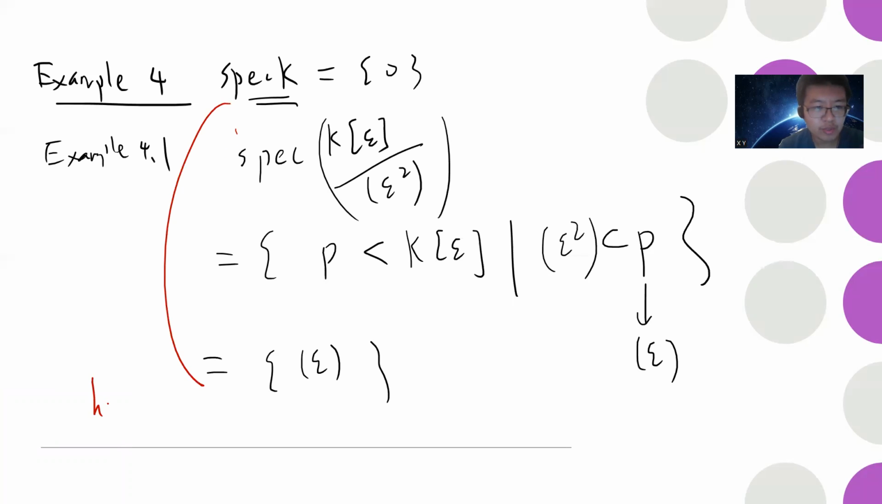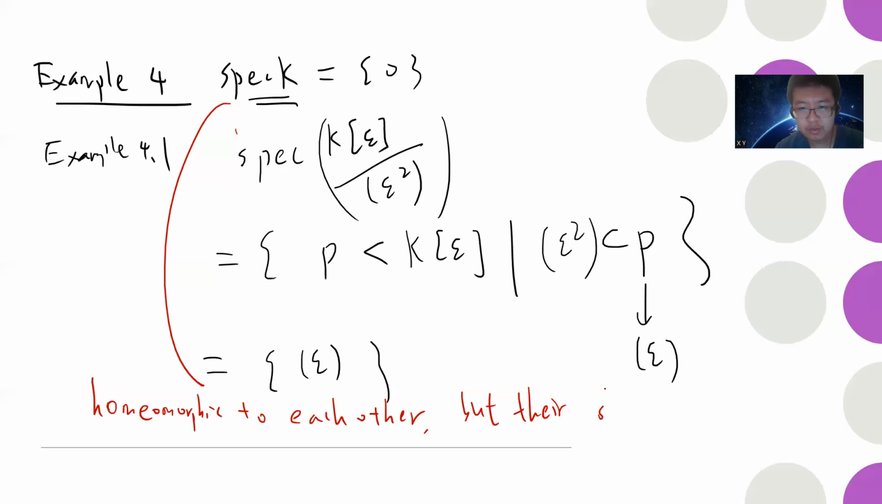So they are homeomorphic to each other, right? Because they are both just one-point topological spaces. So this point must be closed and open. So it's the same as Spec K. But their sheaves are different.